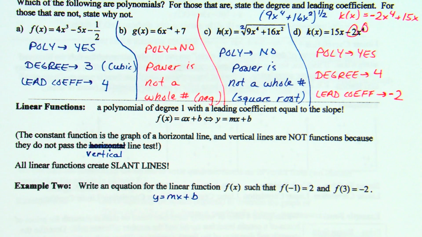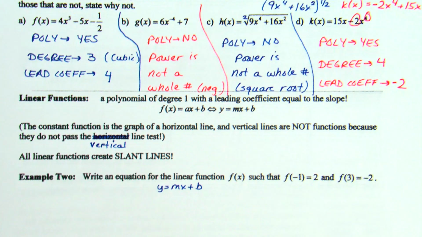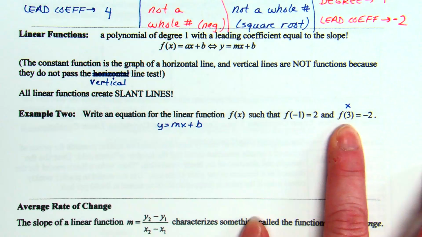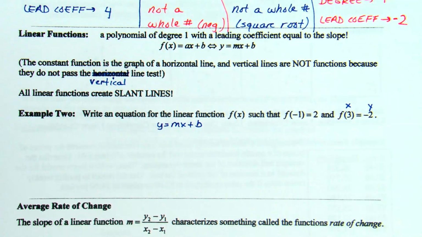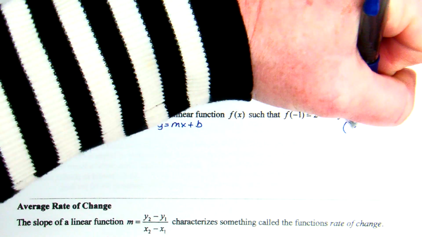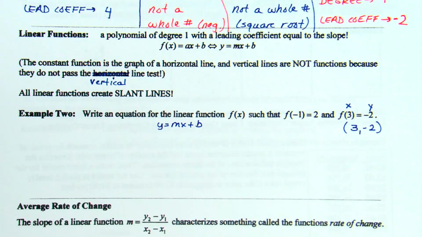What Jace is trying to point out here is that if this is f of x equals a value, 3 is an x value, correct? When you put x into this equation, what do we get out? A y value. So when it says f of 3 equals negative 2, what are they really giving me there? Not the slope and intercept. They're giving you an x, y, an ordered pair that is 3, negative 2.